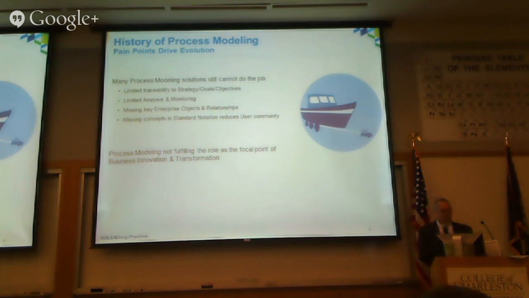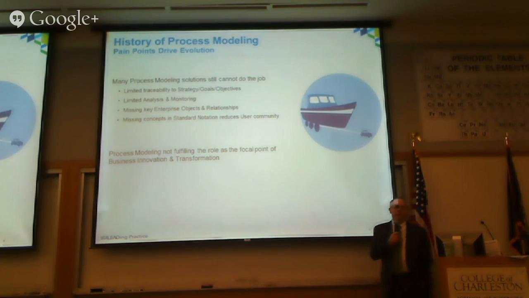And one of the things that is key is you still are missing certain enterprise object and relationship pieces. We've heard a lot about enterprise architecture here this week. That's one of the key elements that is still missing for many of the solutions. Missing concepts in the standard notations reduces the user community. So typically, standard BPMN 2.0 addresses certain community members, but others are not addressed.